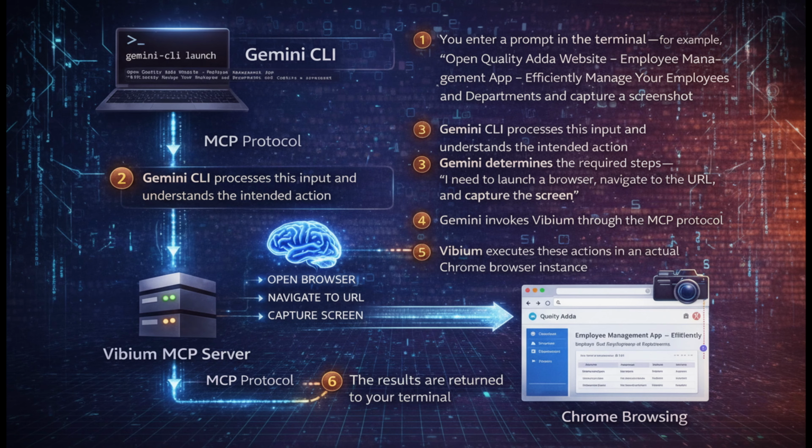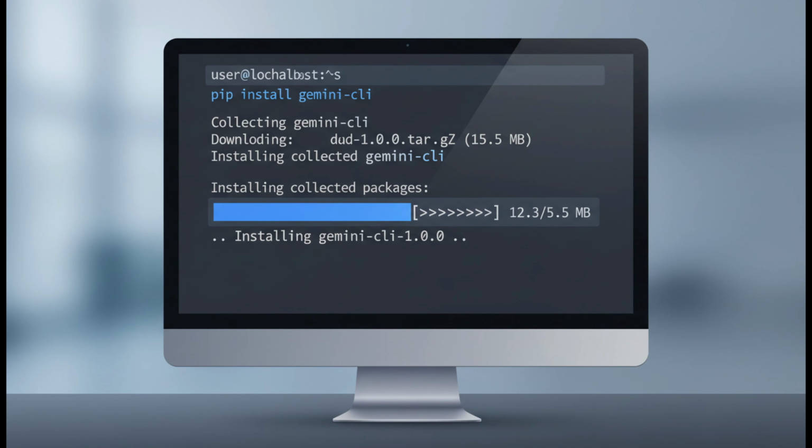Gemini invokes Vibium through the MCP protocol. Vibium executes these actions in the actual Chrome browser instance. The results are returned to the terminal. This entire process completes within a matter of seconds. You provide instructions in natural language and the browser performs the corresponding actions. Now I will guide you through the setup process step by step. Please follow along with me and pause the video if necessary.